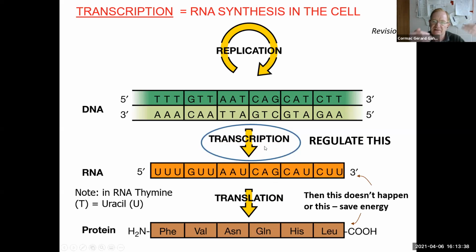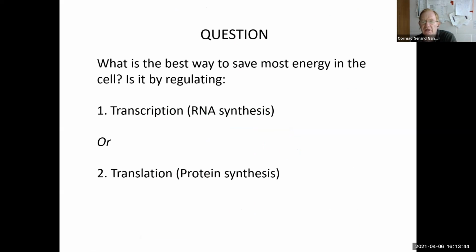How does a cell sense its environment and then regulate gene expression? So there's a couple of different quizzes populating this lecture. You can interact in the chat if you wish, if you want to give the answer. But what is the answer to this question? Based on what I've just said, what is the best way to save most energy in the cell? Is it by regulating transcription, or is it by regulating translation? Which is the best thing to regulate, given that these two things are linked?